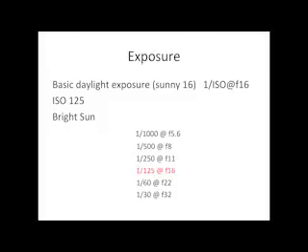So basic daylight exposure, sunny 16, 1 over the ISO at f16. If my ISO is 125, I'm bright sun, so it's 1 over the ISO at f16. So I take the 125, I substitute it. The ISO is not the shutter speed. I'm substituting that number into the lower denominator of that fraction. And 125 at f16 is the perfect exposure to go outside and make photographs today at noon. No clouds, bright sun. Okay?